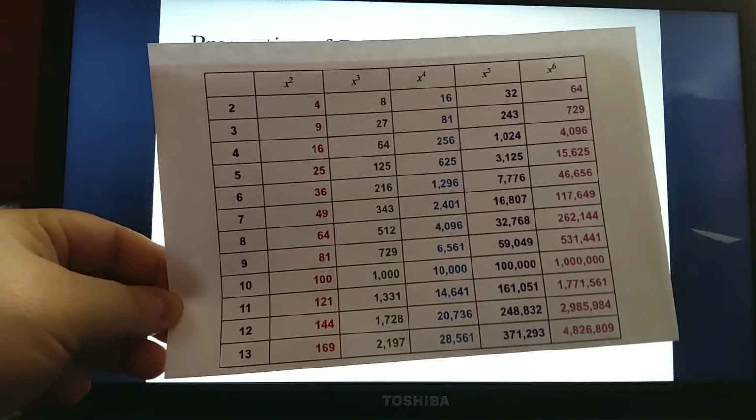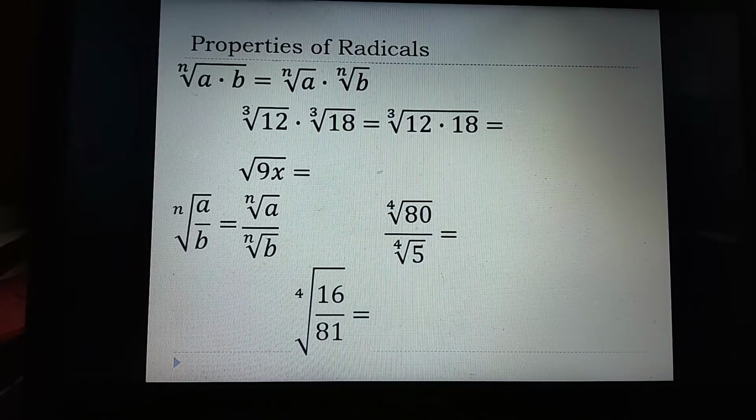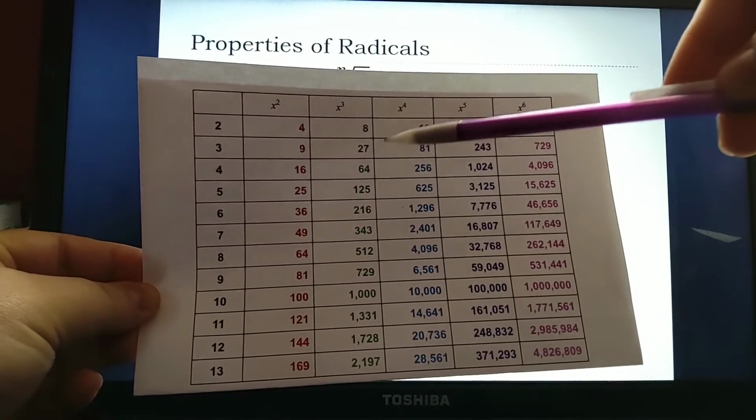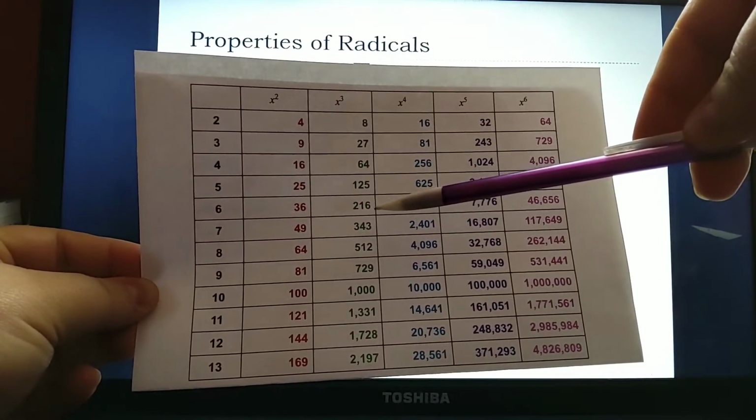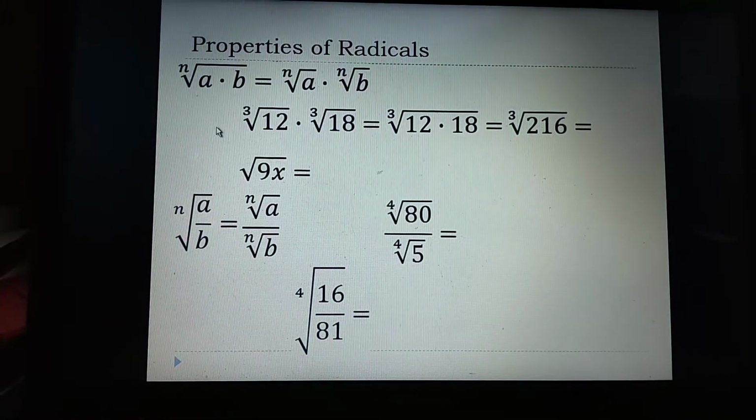Since we don't see either one of those numbers, we're going to combine them under one radical like this. So now you're just going to multiply 12 times 18, and we get 216. When you go back and look at your perfect cube list, we see 216 right there. So the cube root of 216 is 6. And since it's an odd index and a positive radicand, it's just going to be one positive answer.